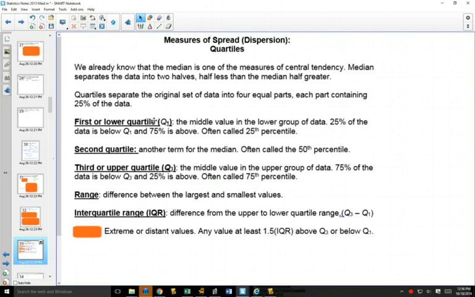And sometimes in data, you have something called an outlier that doesn't fit with the data. And here we find out that you can classify something as an outlier if it is 1.5 multiplied by whatever your interquartile range is, above or below your quartiles.